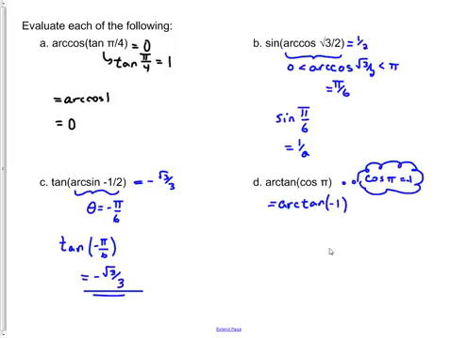So what we need is an angle between negative pi over 2 and positive pi over 2, not including either of those endpoints, whose tangent would be negative 1. So let's think about that for a minute. What angle would that be? Well, one springs to mind right away, negative pi over 4. There it is, right? The tangent of negative pi over 4 would be negative 1, and so the arc tangent of the cosine of pi is negative pi over 4.